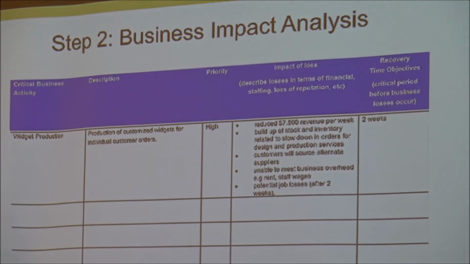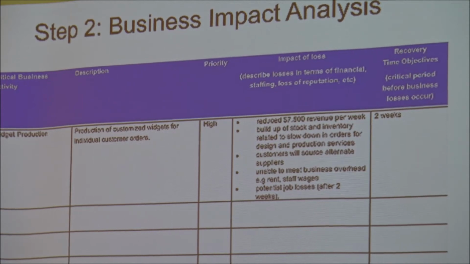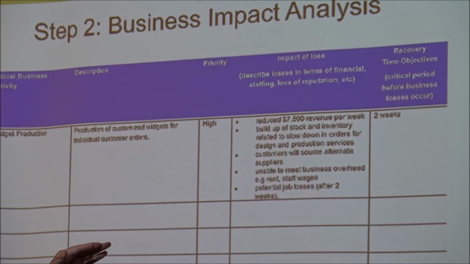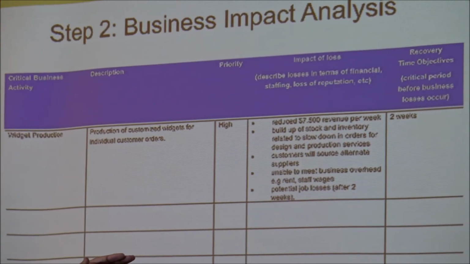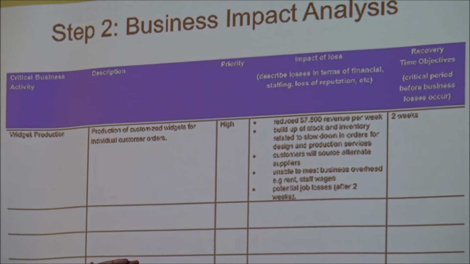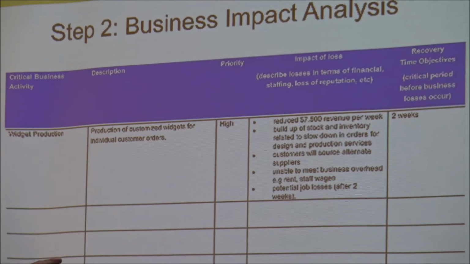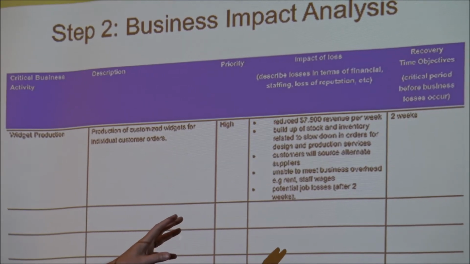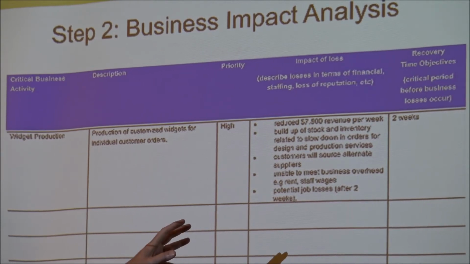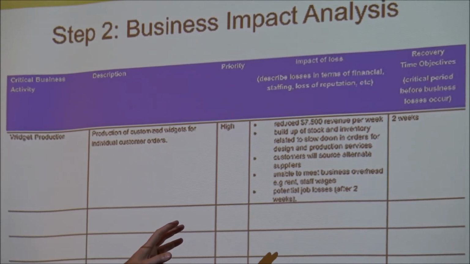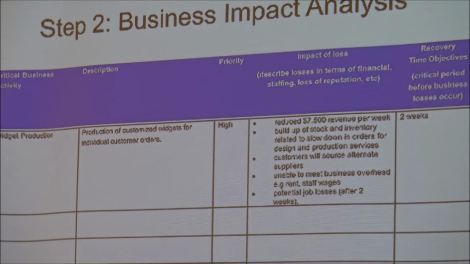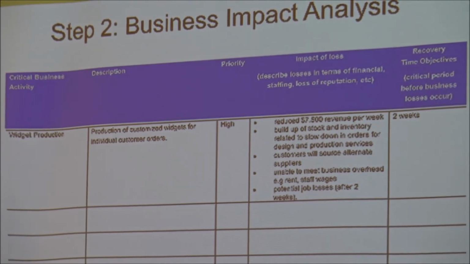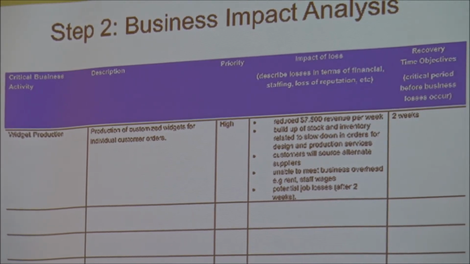I know that if this happens, it's going to take me at least 2 weeks to get back up and running. But in that 2-week period, I better be back up and running, because at that 2-week recovery time objective, that's the critical period that I have to work within. If I'm not up in 2 weeks, I'm out of business. So we want to identify how long can I be out? What is my recovery time objective? I have to know those things.